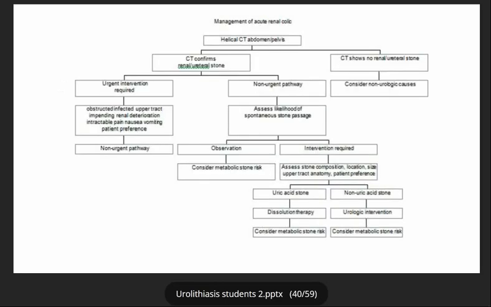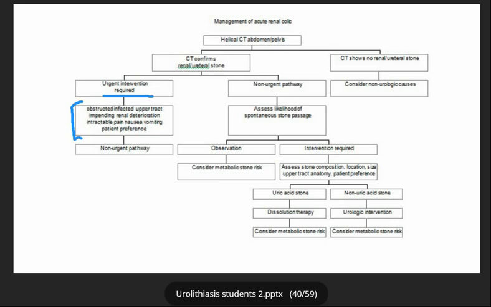Okay, so here is a summary of the management of renal stones. You start with a CT scan, and you have to decide if there is urgent intervention or not. This is the cornerstone: does this patient need urgent intervention or not? What are the indications for urgent intervention? An obstructed infected system, or an increase in creatinine. There is also intractable pain, nausea, vomiting, or patient preference.